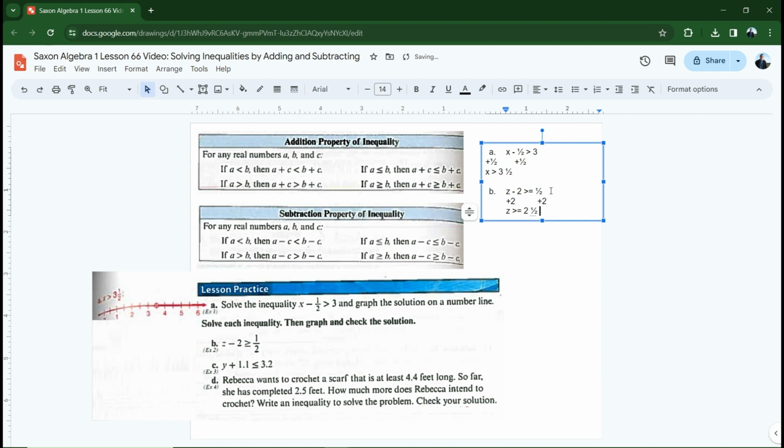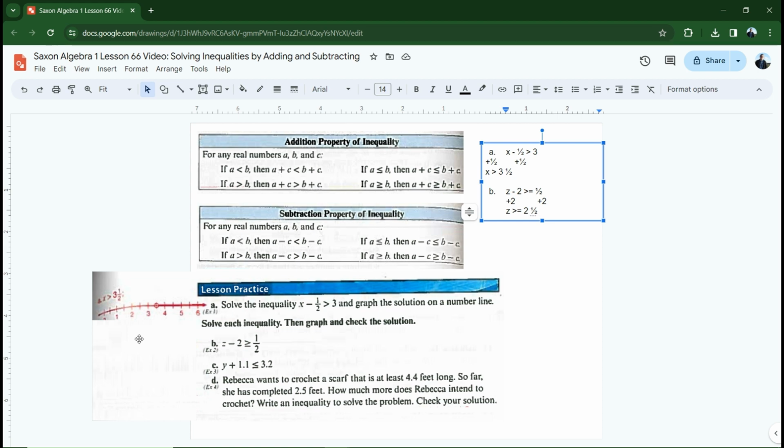Let's just see if that actually solves the original equation. What if I plug in 2.5 to the original equation? 2.5 minus 2 is equal to 1/2, right? So that solves the equation. And then anything bigger than that, if I subtract 2, it's going to be greater than 1/2. So this is the correct solution because I added the same thing to both sides.